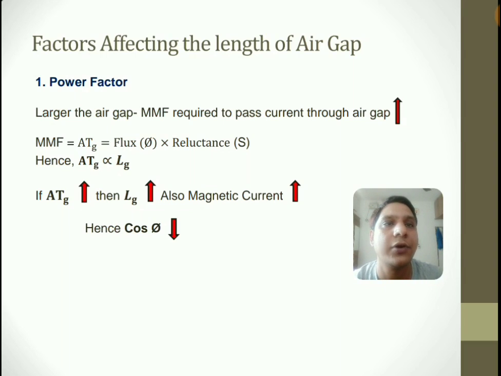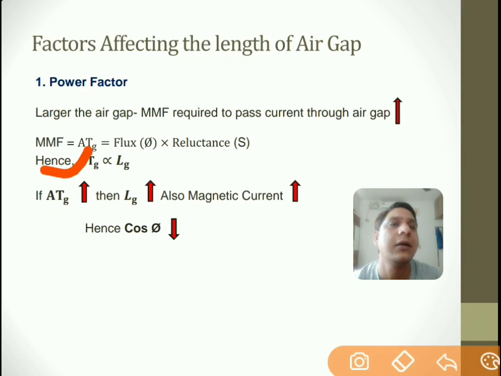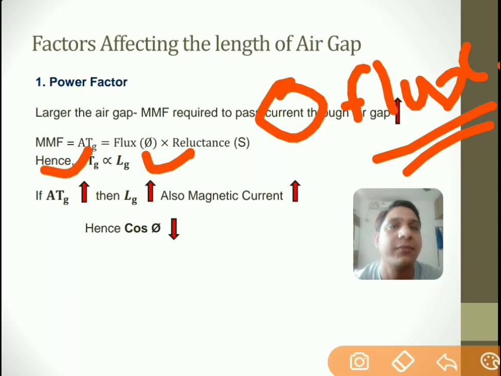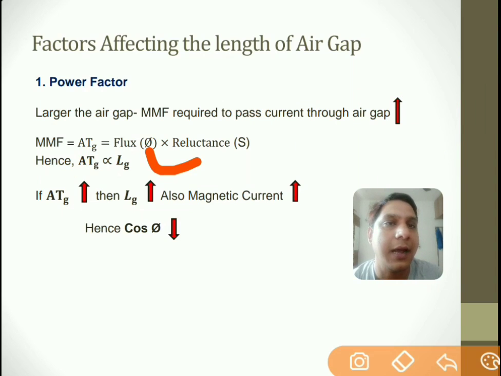So hence we could say that ampere turns are proportional to Lg. Am I right? Ampere turns, meaning MMF, is proportional to Lg, the length of air gap, from this discussion. As the length of air gap increases, the MMF requirement increases. Instead of current, we should have used the word flux here. If the air gap is larger, the MMF required to pass the flux through the air gap is high. Then I have written further that ampere turns is proportional to Lg, where Lg is the length of air gap.